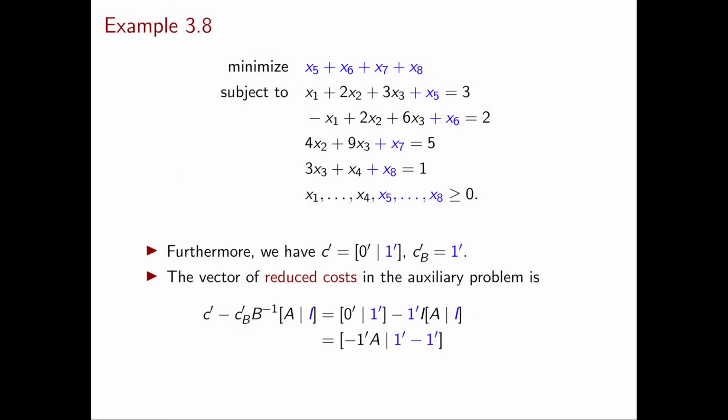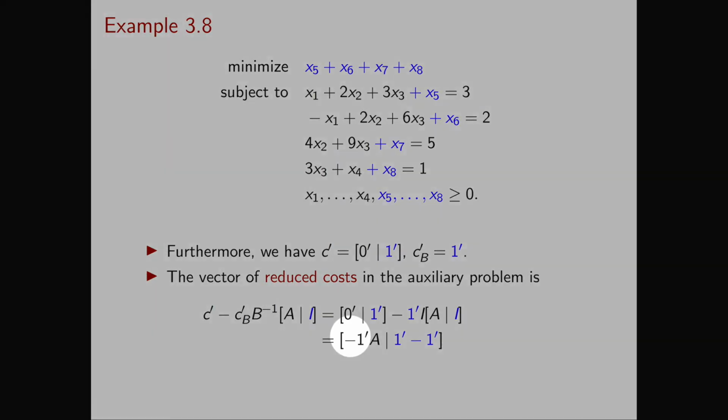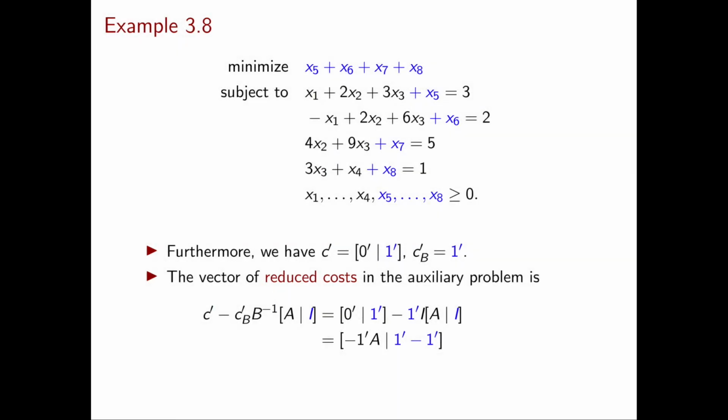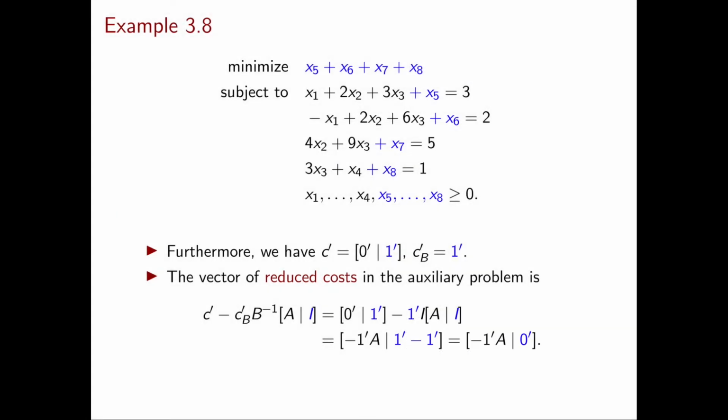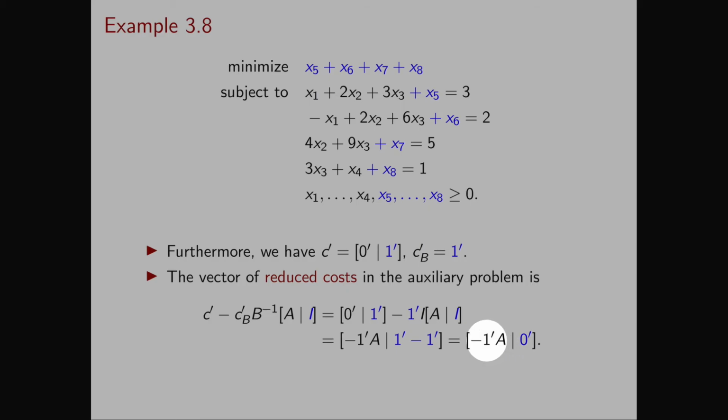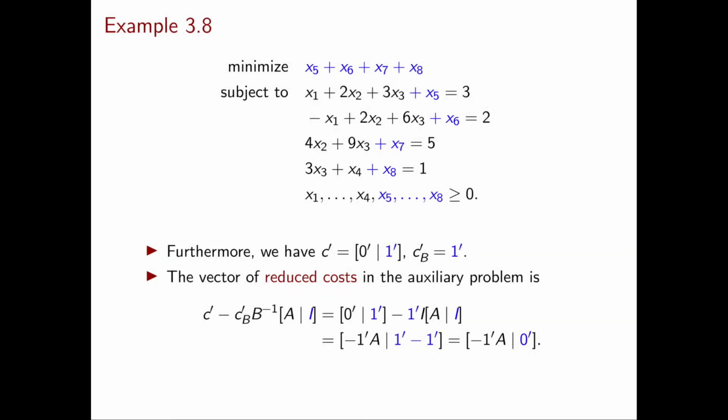So in the components corresponding to the original variables, we obtain 0 transpose minus 1 transpose times the identity times A. Therefore, we just obtain minus 1 transpose A. For the auxiliary variables, we obtain 1 transpose minus 1 transpose identity times identity, which is simply 1 transpose minus 1 transpose, which is equal to 0. So our vector of reduced costs takes this simple form. In the auxiliary variables, we simply have zeros, and in the original variables, we need to sum all the rows of A and take the negative of the result.